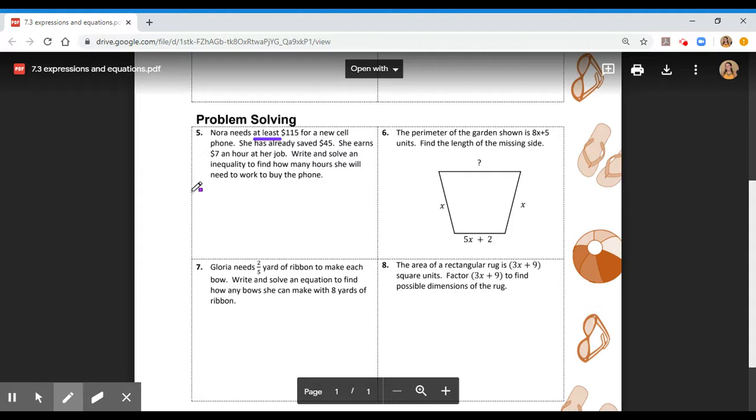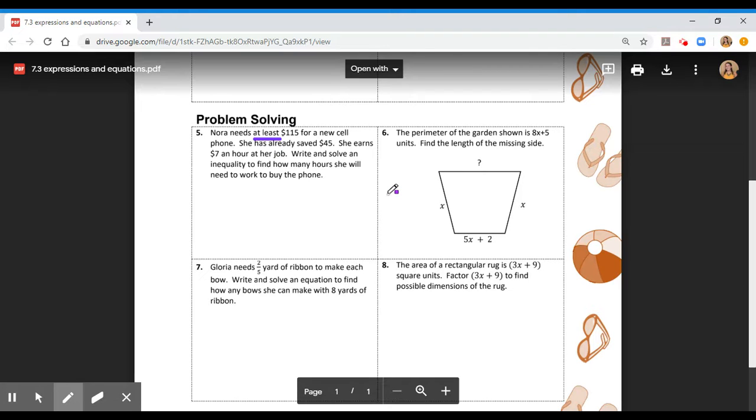That sounds a lot like slope-intercept form to me. We have a starting point 45, something she already has, and then she's earning $7 an hour from there. Write and solve an inequality to find how many hours she will need to work to buy the phone. So make sure in your daily log you have the inequality and that answer, how many hours it should be at least.